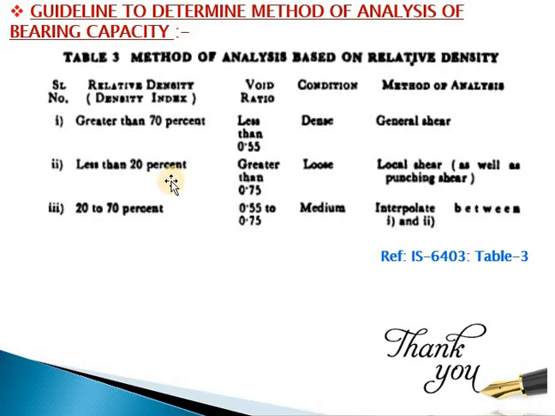And when the relative density index is less than 20%, means it is a loose soil, and the void ratio is greater than 0.75, at that time we will consider the local shear failure formula to find out the bearing capacity, as well as punching shear failure. And when the soil condition is in between these two, means medium, at that time we will interpolate between these two.